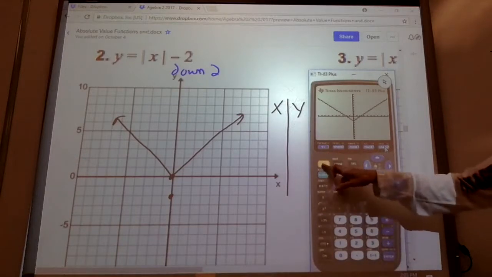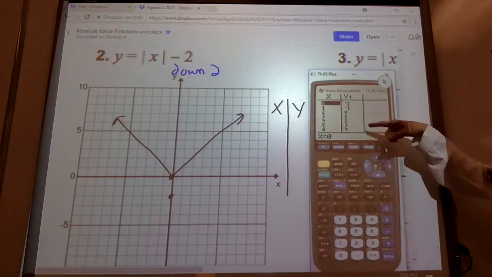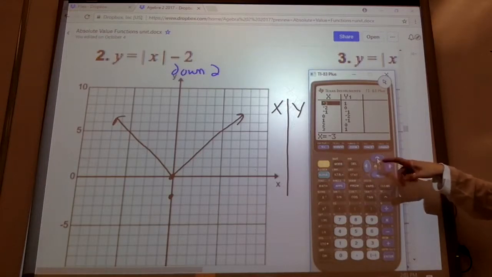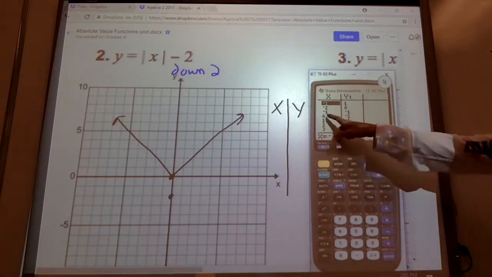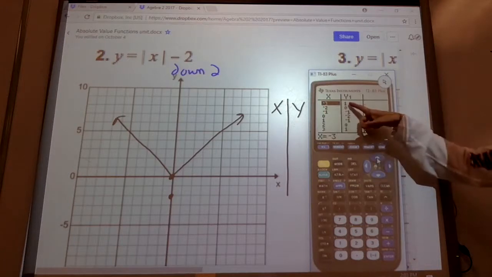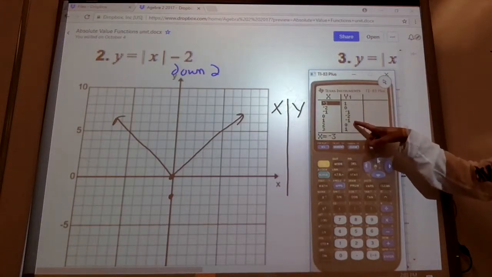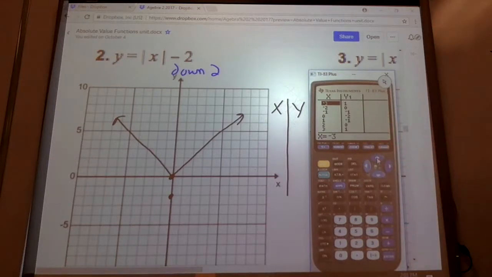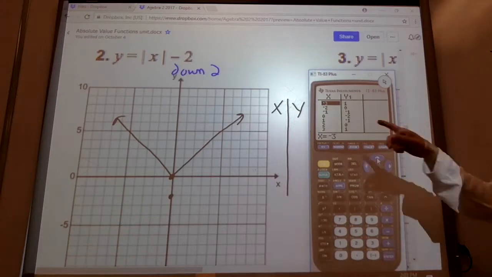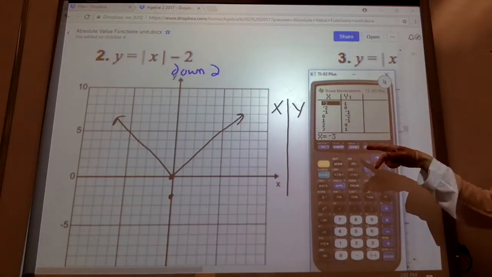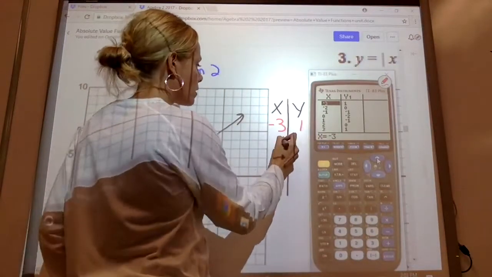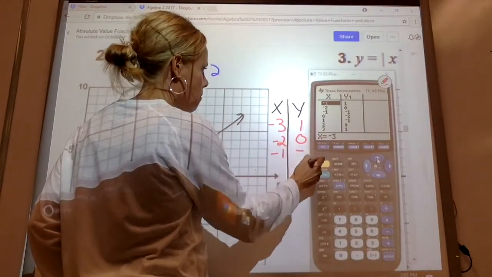Then I can go second graph, and it'll give me points. I want to scroll up and down on the x's until I get symmetry. So I would start at x is negative 3, because see how I have 2 1s, 2 0s, 2 negative 1s. I have symmetry on the y's. That means I have both sides of that absolute value. So you always want to scroll up and down on your x's so you have repeated y values. So I'd fill that in my table, negative 3, 1, negative 2, 0.